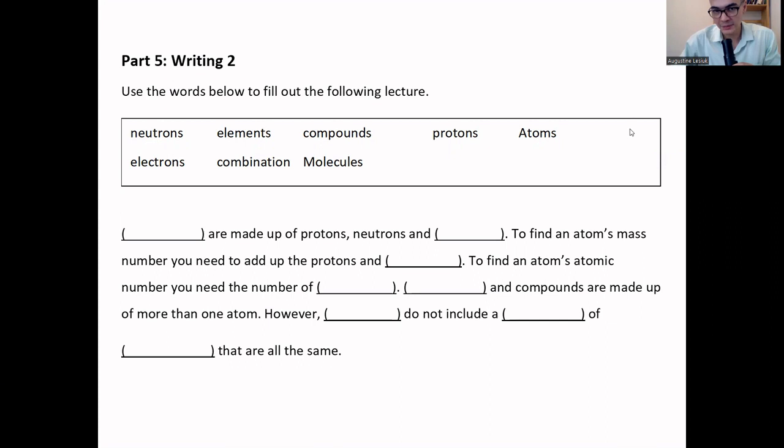For the next writing segment, I want you to fill in the blanks also, similar to the previous section, except this time we have the vocabulary neutrons, elements, compounds, protons, atoms, electrons, combination, and molecules. Okay, so pause the video, try filling out the blanks yourselves first, and once you're done, resume the video and we will go through the answers together.